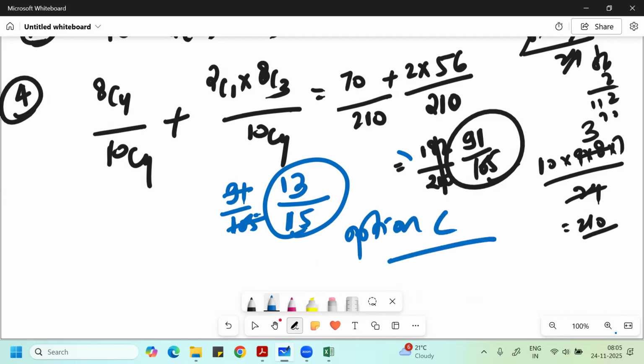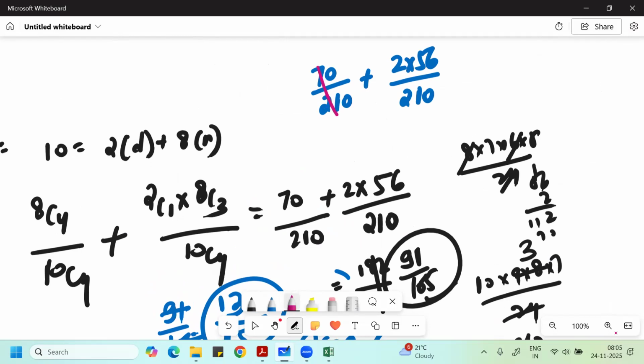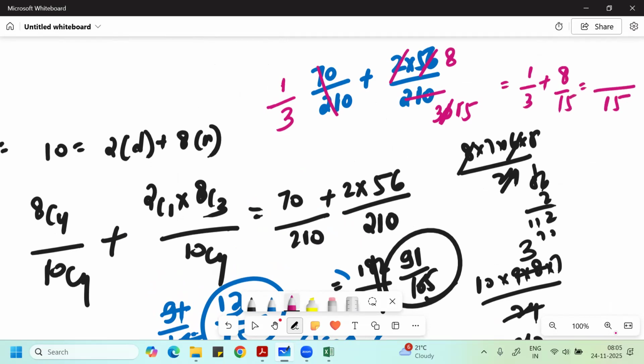Another way we could have done it: here we got 70 by 210 plus 2 into 56 by 210. We could have simplified it. This is 1 by 3, and this is 8 by 15. So 1 by 3 plus 8 by 15. If you take LCM as 15, you get 13 by 15, which is our option C.